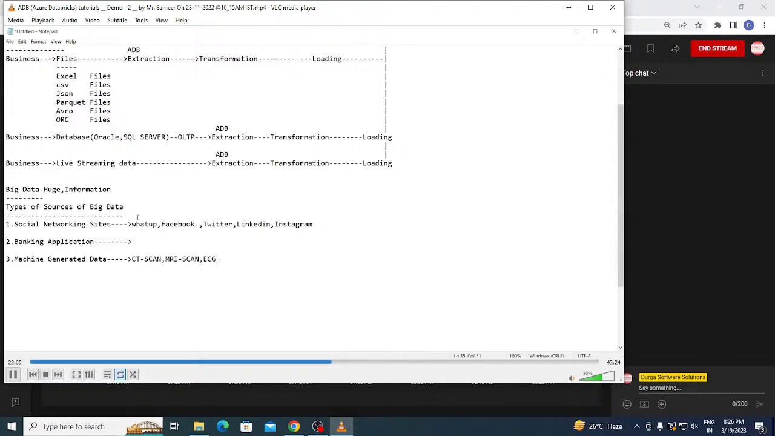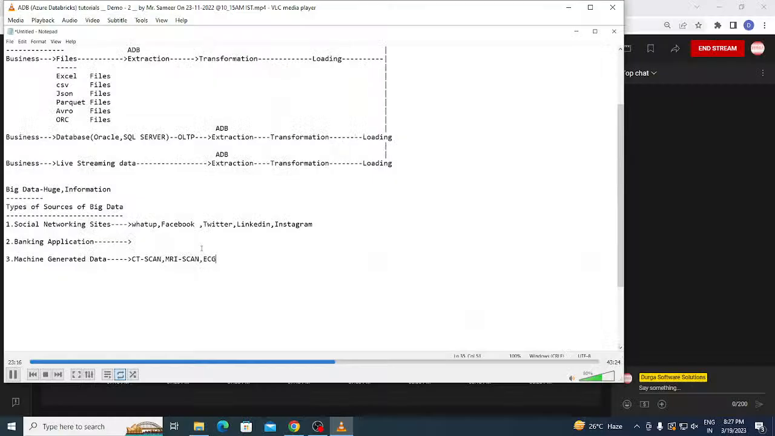Even these machines, can you see here, generate some data. So this kind of data is also considered big data, that means a massive amount. The CT scan machine generates a very massive amount of data. So that is nothing but called what? Machine generated data. Any machine which generates data produces machine generated data. That's it.